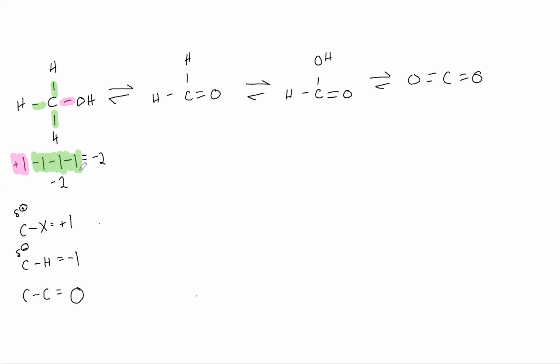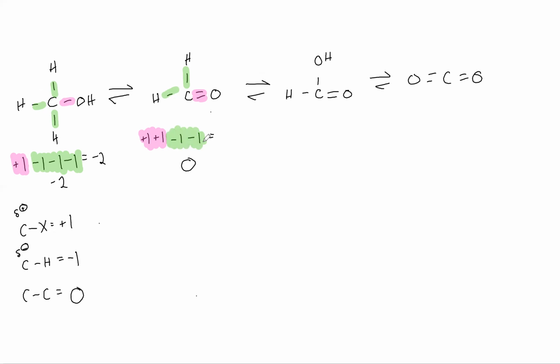Okay. So now let's look at this next one. We can see that it has 2 carbon-oxygen bonds. Each one of those double bonds counts as 1, so we're going to say +1, +1. Let me highlight that. And then we have 2 carbon-hydrogen bonds, so we're going to say -1, -1, which equals 0. So this one has an oxidation state of 0. Everything is sort of canceling out.